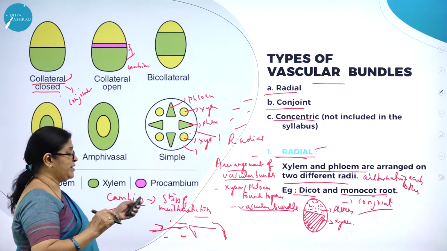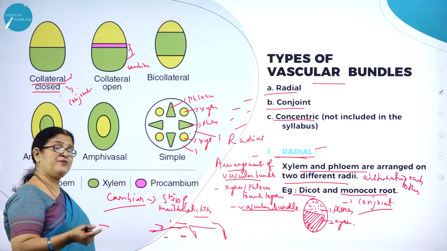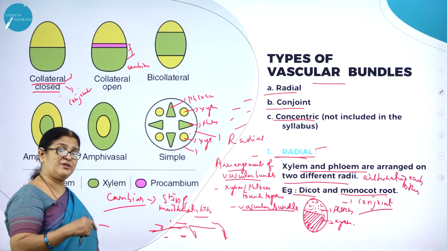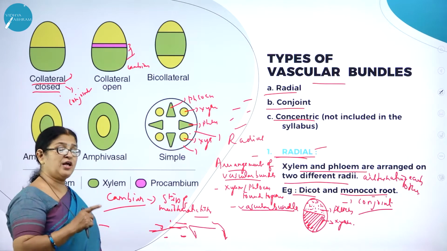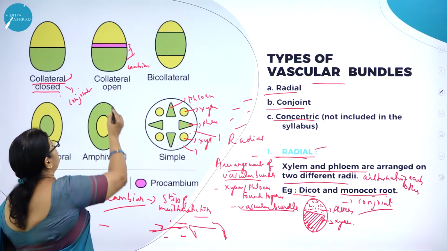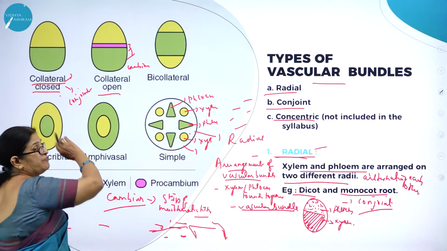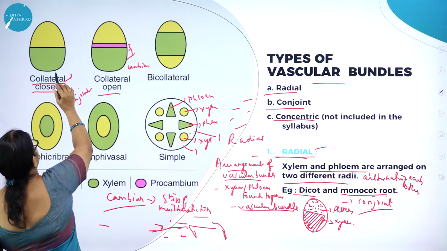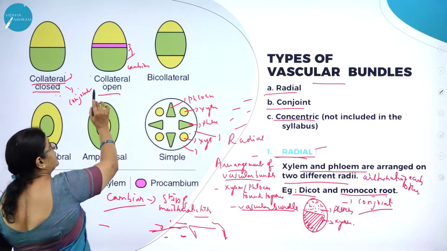So what is cambium? It is a strip or a layer of meristematic tissue. It may be found in between xylem and phloem, or it may not. If cambium is present between xylem and phloem, it is called open. It is called closed when it is not found. So here you can see that it is conjoined collateral closed. Here it is conjoined collateral open.